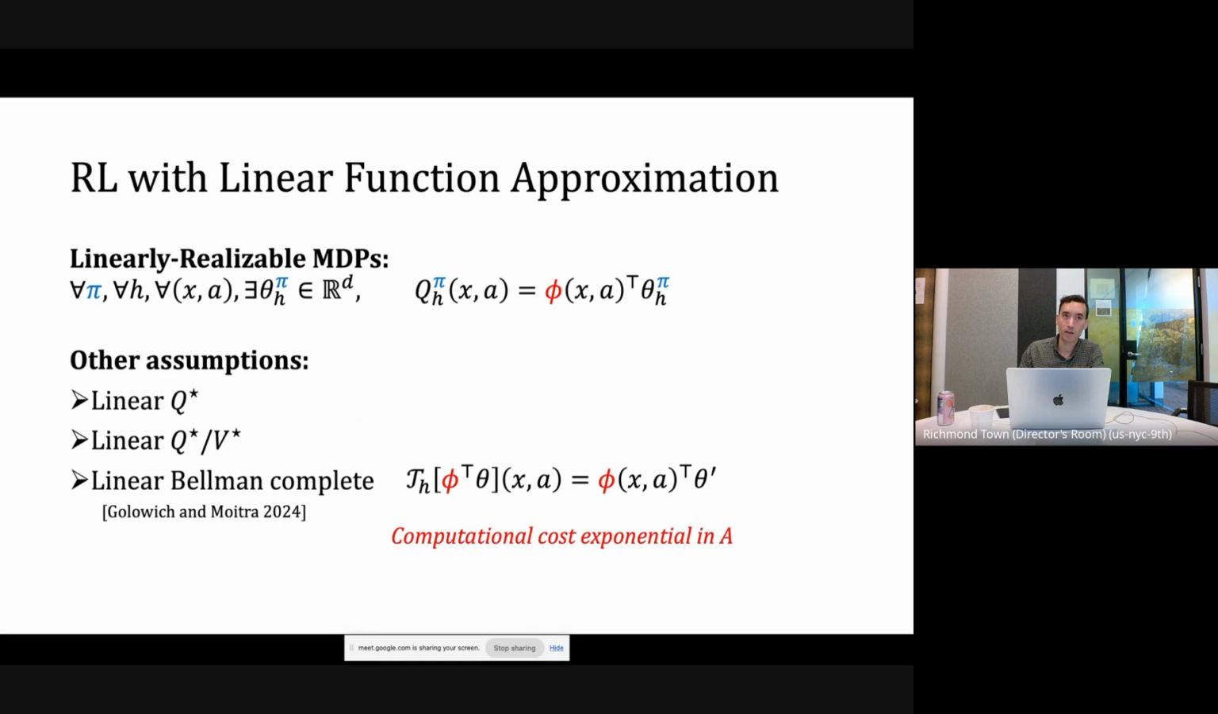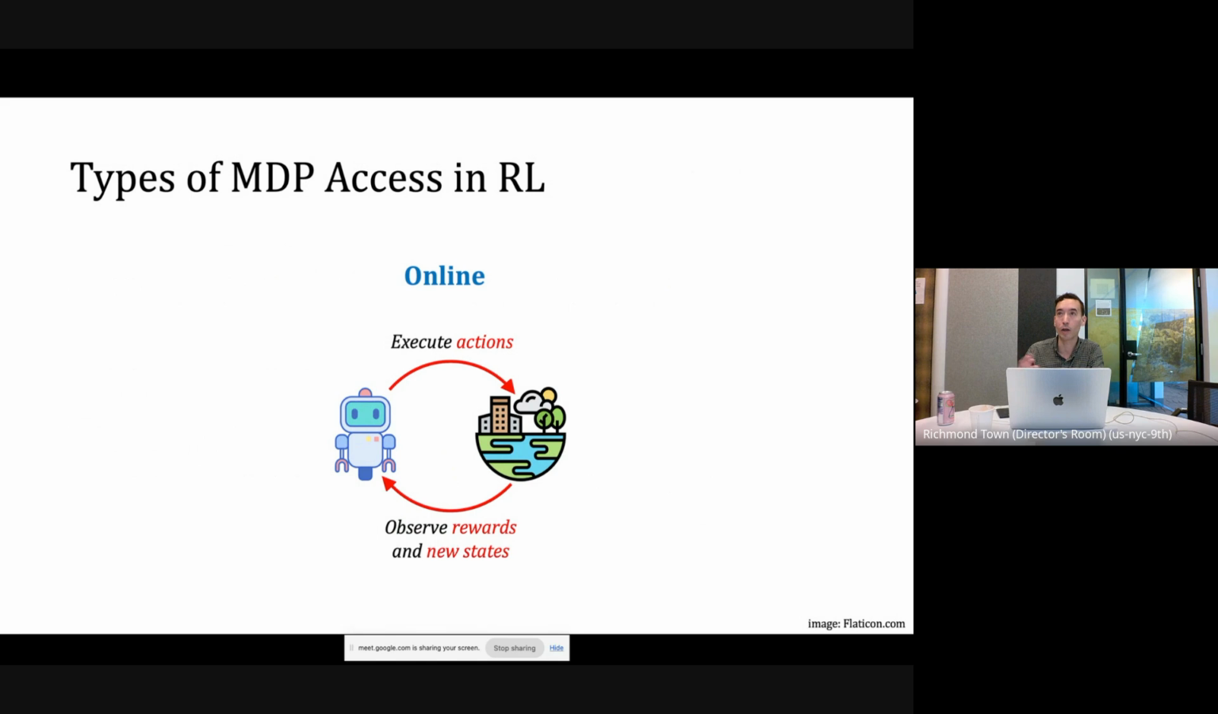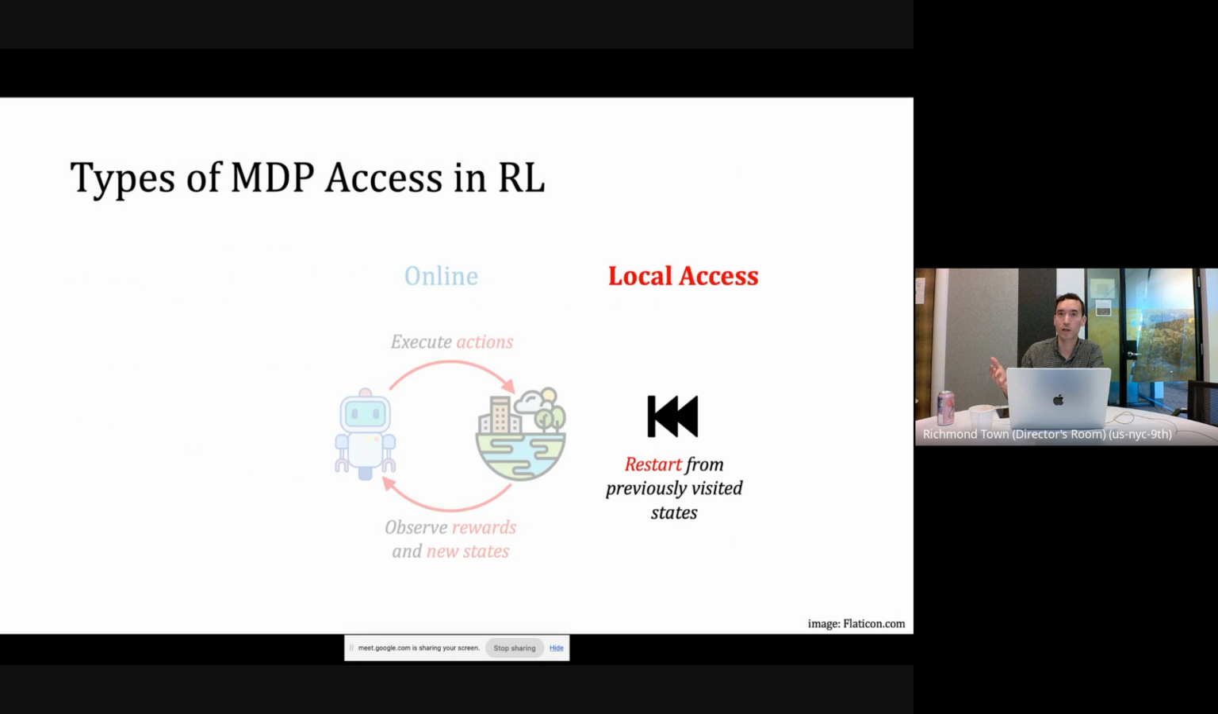So all these settings and all the results that I just mentioned are relevant to RL with online access. Online access means you have an agent that can interact with the environment and generate trajectories. This is the setting we're interested in in this paper. There is a slightly stronger setting that's been studied called local access. This is the same as online access, but you have the additional ability to reset the agent to any previously visited state-action pairs and then start generating trajectories from there. That's what we call local access.